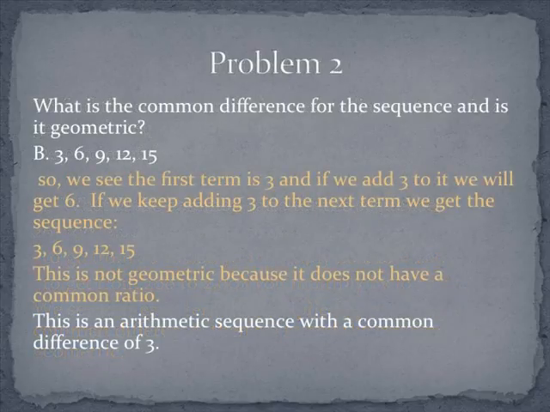Here's problem 2. What is the common difference for the sequence, and is it geometric? We have 3, 6, 9, 12, and 15. So we see the first term is 3, and if we add 3 to it, we will get 6. If we keep adding 3 to the next term, we get the sequence 3, 6, 9, 12, and 15. This is not geometric because it does not have a common ratio. However, it has a common difference, and therefore it is an arithmetic sequence.